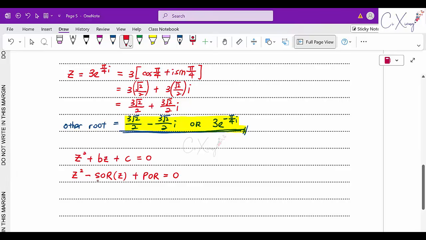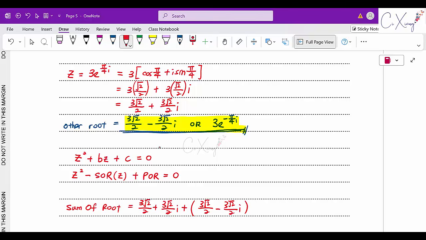Alright, so we have two roots here. What is the sum of root? To get the sum of root, I feel that it is easier for us to make it in the Cartesian form. So I want to add the two roots together in the Cartesian form. Alright, so let's find out the sum of root. Root number 1 is 3√2 over 2 plus 3√2 over 2 i. The second root is 3√2 over 2 minus 3√2 over 2 i.